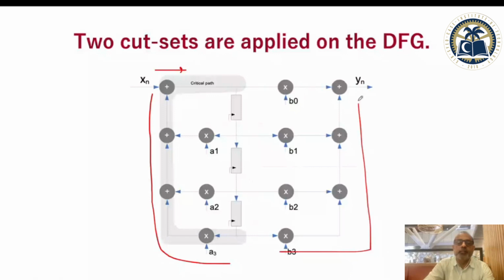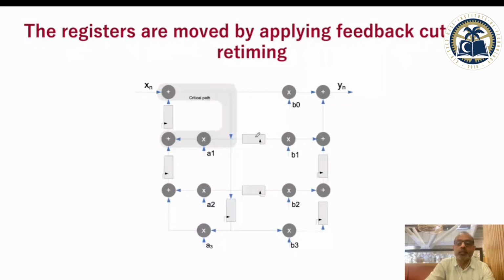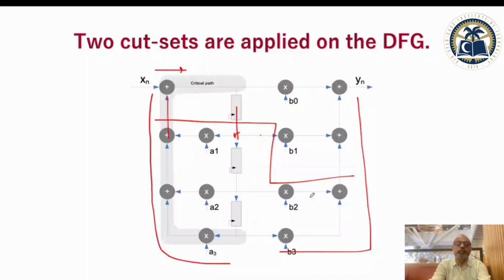You say I have this cut line, cut line, cut line, which will take a register from here, which is cutting this line from left to right, and move it to the line which is cutting it in the other direction. If you apply this, you systematically bring three registers here. Moving one register from here and another from here, you have a register here, here, here, and here. So this is one cut set, and this is the other cut set. Cut set retiming is a very interesting technique to make your circuit run faster.